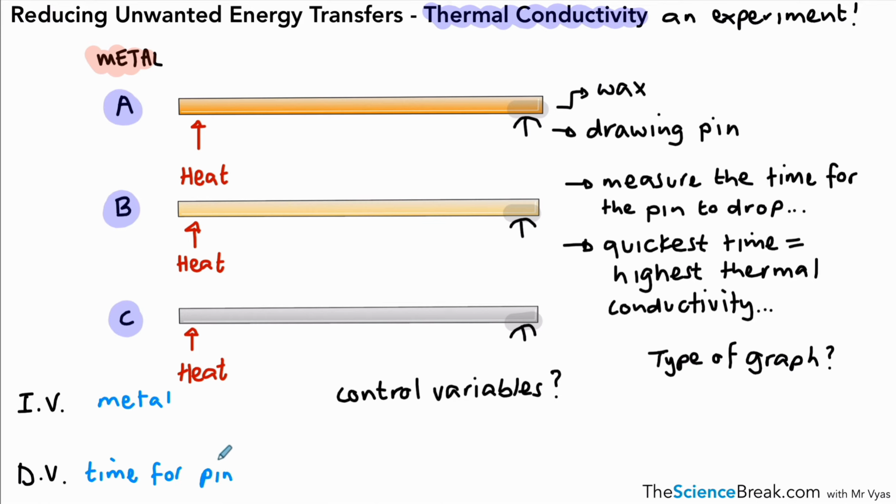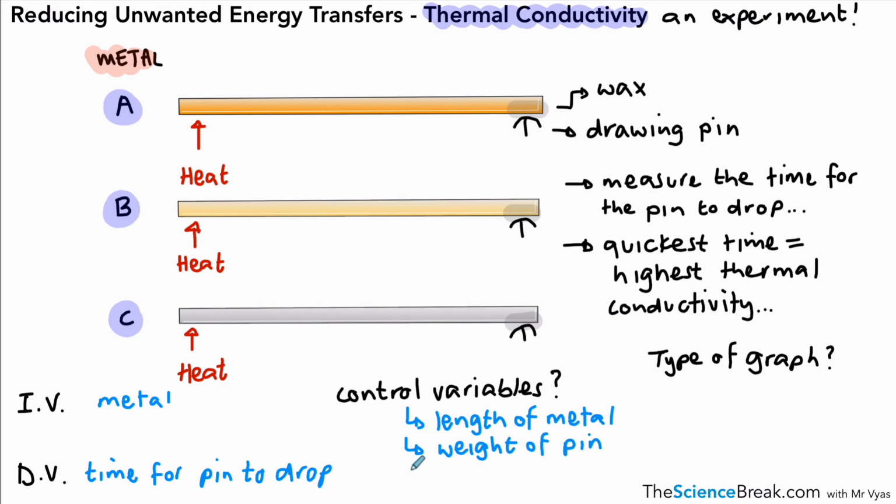The independent variable is the type of metal, the dependent variable is the time for the pin to drop. We have various control variables, that's the length of the metal, the weight of the pin at the end, the amount of wax or grease, that's quite important, and the heat supplied to each of the metals. All of these are things that we should keep the same.